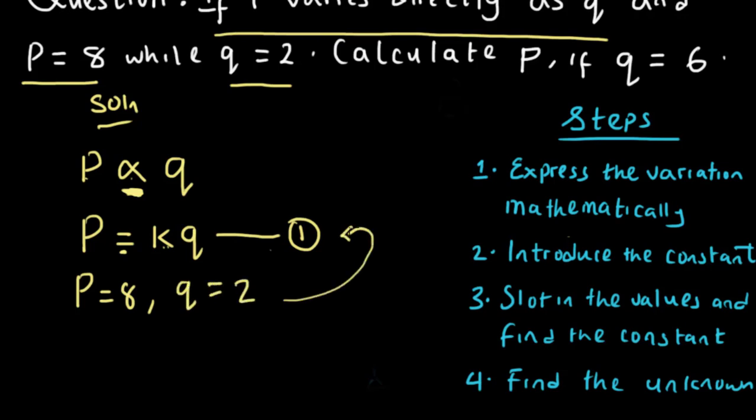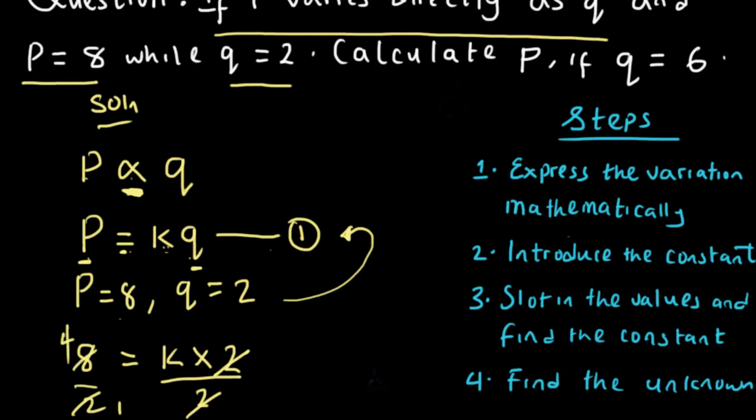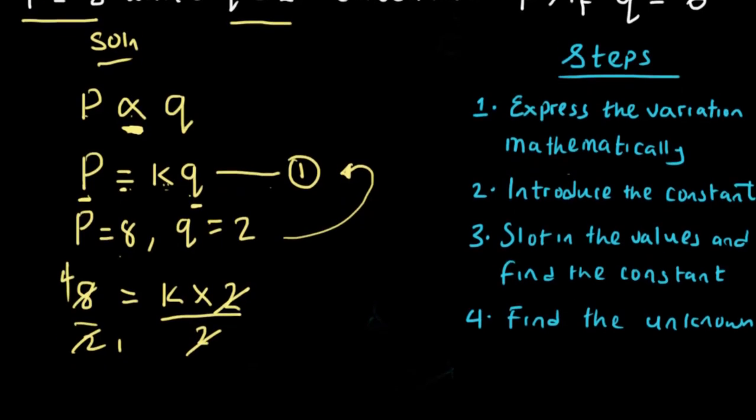Now we are going to slot it into this equation. So what that means is anywhere we see P, we call it 8. Anywhere we see Q, we call it 2. So we'll be having 8 equals K times 2. Do you understand? P equals KQ. So 8 equals K times 2. The second part of step 3 is to find the constant. So to find the constant, we divide both sides by 2. 2 cancels 2. 2 here 1, 2 here 4. That means our constant equals 4. That is K equals 4.